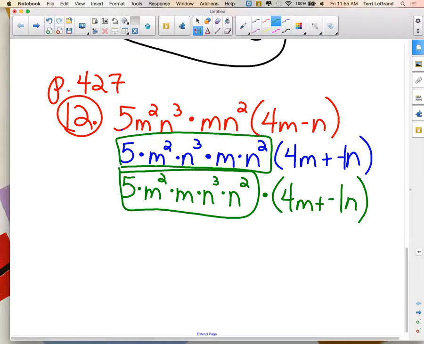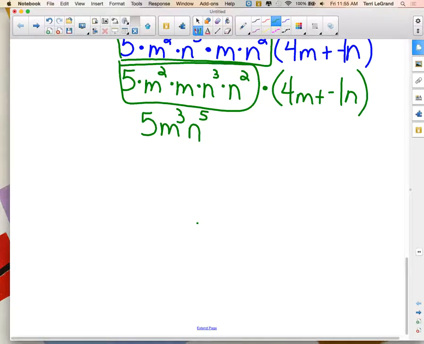Because what you can't do is just let this 4m become part of this group and then say, you know what, minus n, I'll take care of you at the very end. That we can't do. But we can take care of all that multiplication out front. So what does this become? 5 m to the third times n to the fourth times n to the 5th.